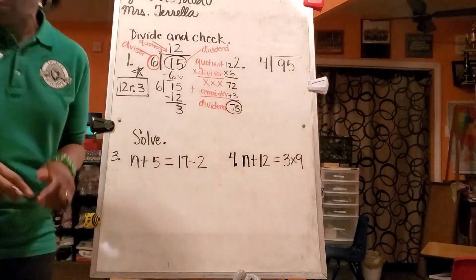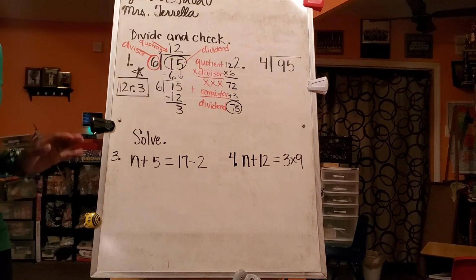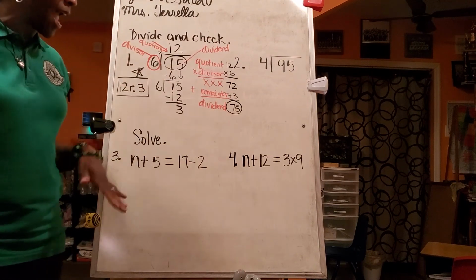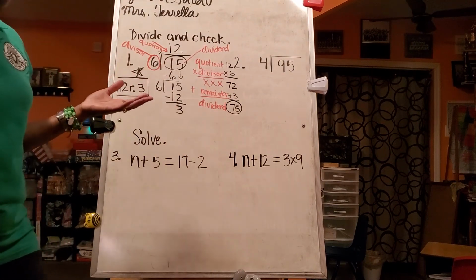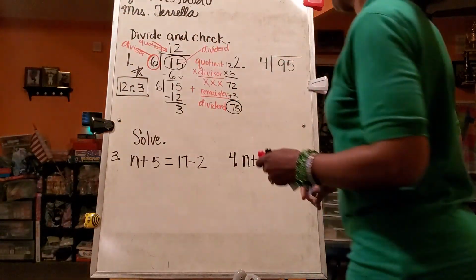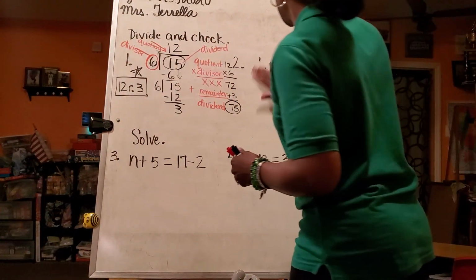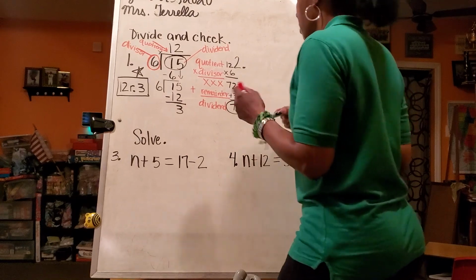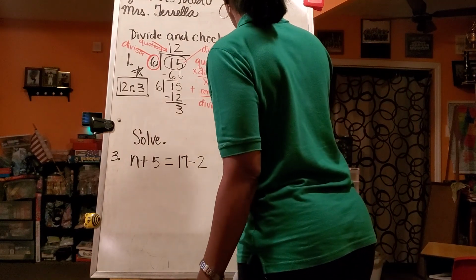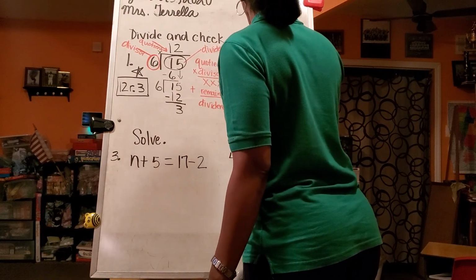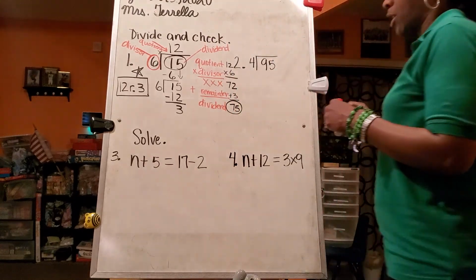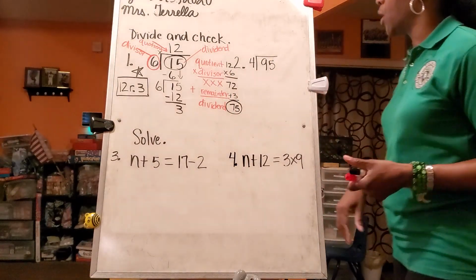Always check your answer. That way you don't have to ask somebody. And don't just write the answer because you think you're right. Make sure you know you're right. I'm going to slide this over some. 4 was my divisor. 95 is my dividend. All right, here we go.